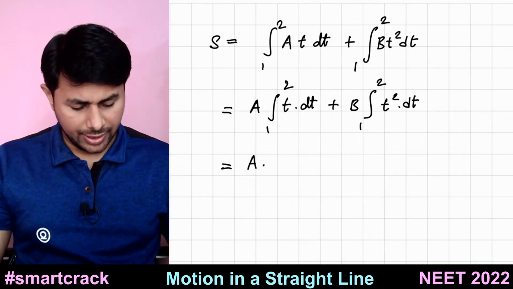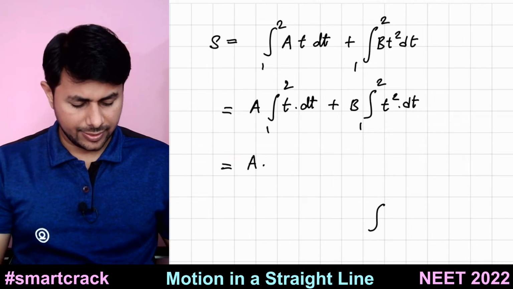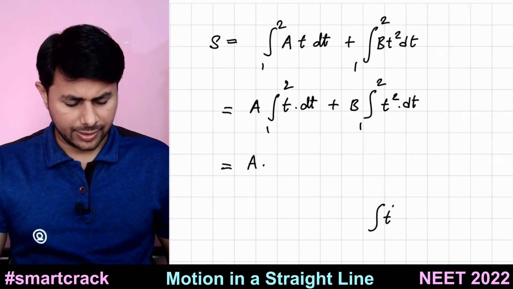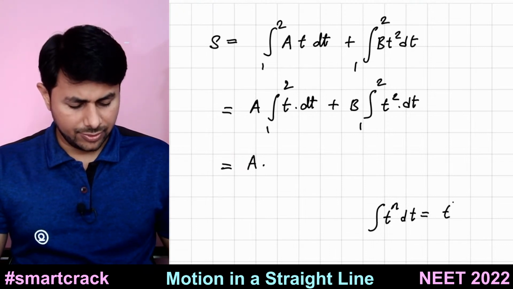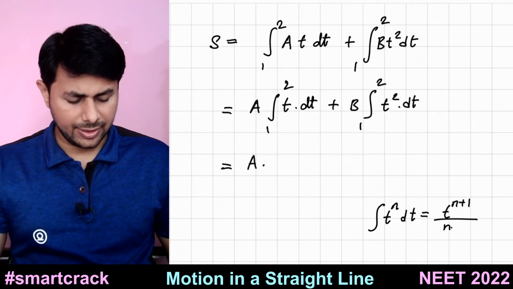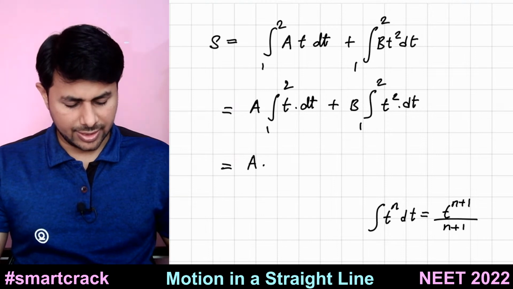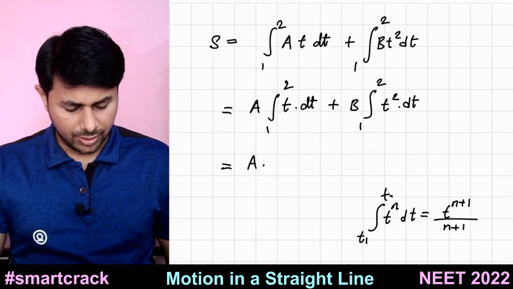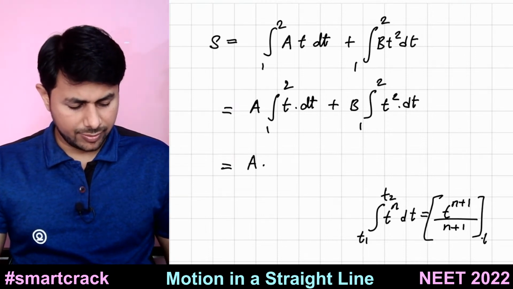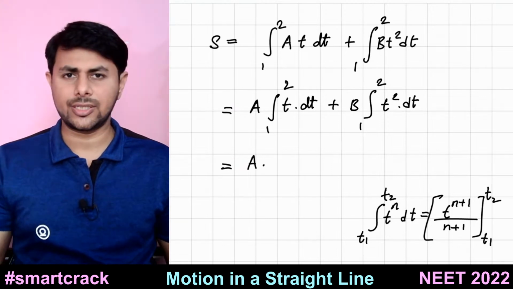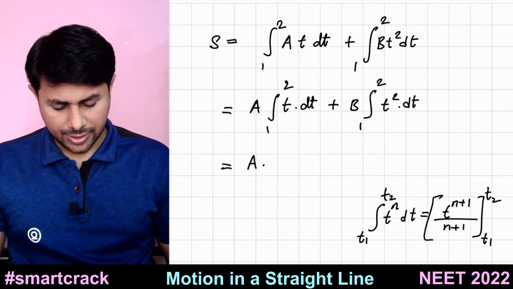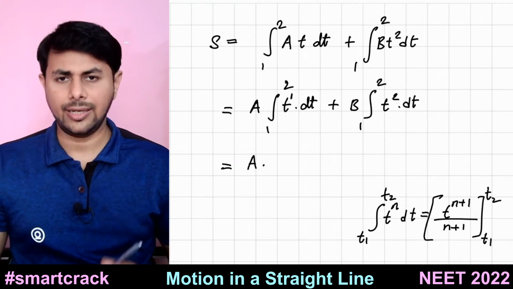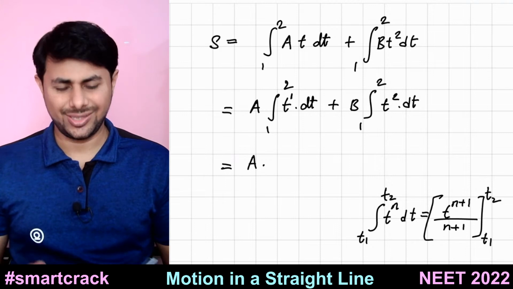So for integrals we need to memorize this thing. The integral of, let's say, t raised to n dt is equal to t raised to n plus 1 divided by n plus 1. So the limits are, suppose, t1 to t2. Here also limits will be from t1 to t2. Lower limit is t1, upper limit is t2. Okay. So here the value of n is 1 because it's just t.